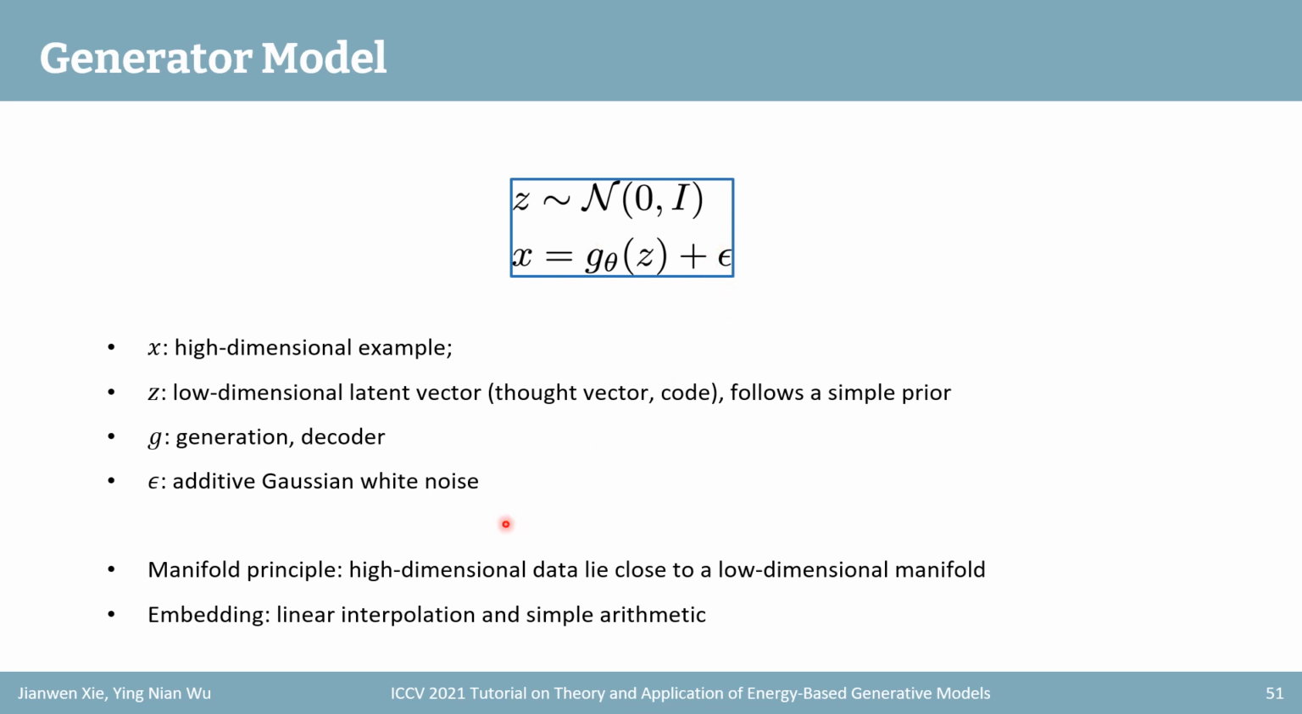And as I mentioned, this model follows the manifold principle, where the high-dimensional data is generated by a low-dimensional representation. This Z can also be considered as an embedding of the high-dimensional X. So we embed the observed X into a low-dimensional Euclidean space where we can do simple linear interpolation or simple arithmetic in this latent space. And after that, this can generate very interesting nonlinear interpolation in the high-dimensional data space.